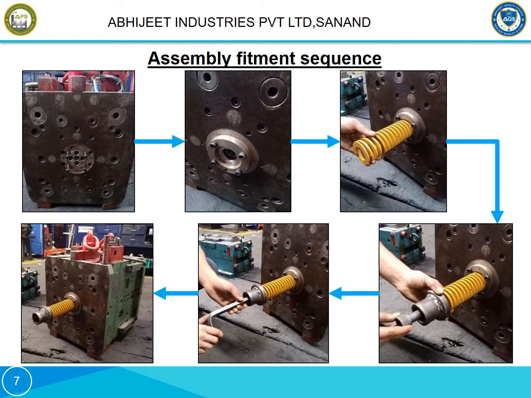So here we have shown the fitment sequence for making this coupler spring ejector assembly. The locating ring, spring, guide and bolt are sequentially assembled in the mold as shown here.